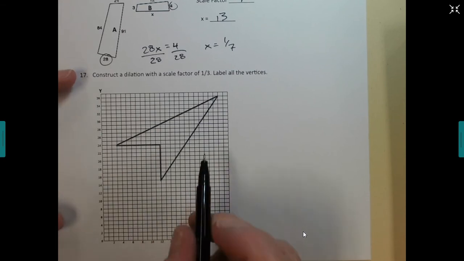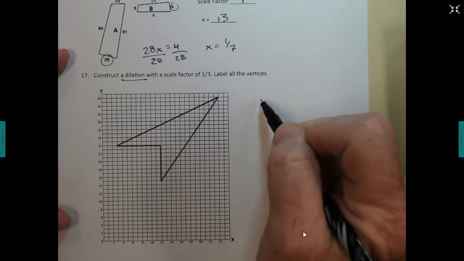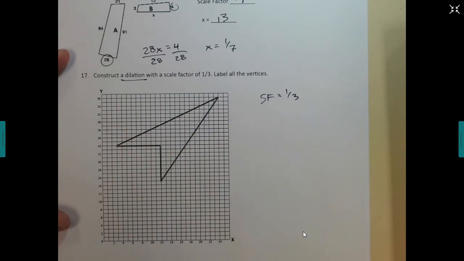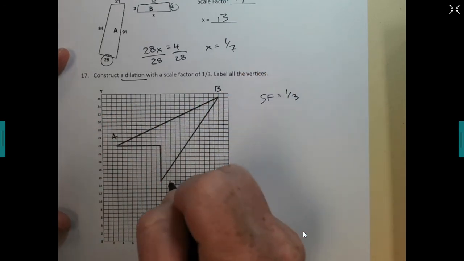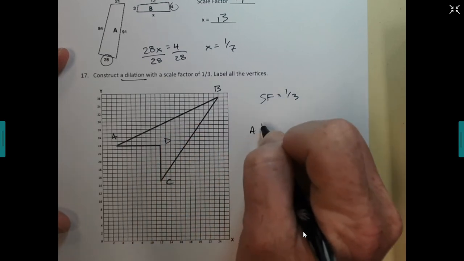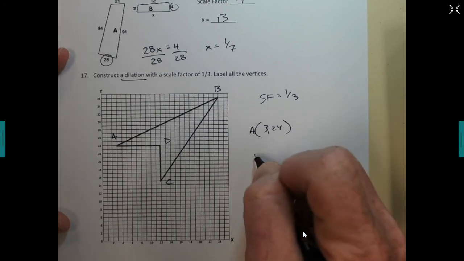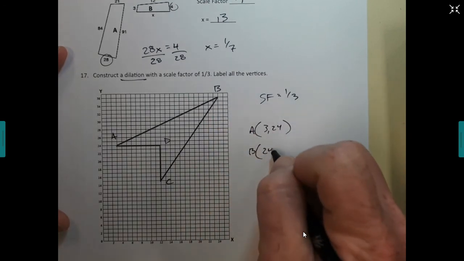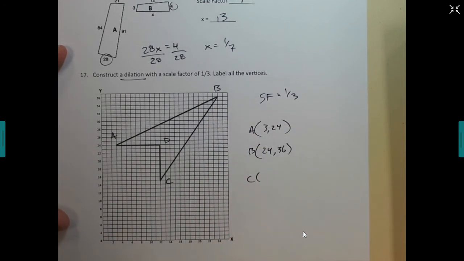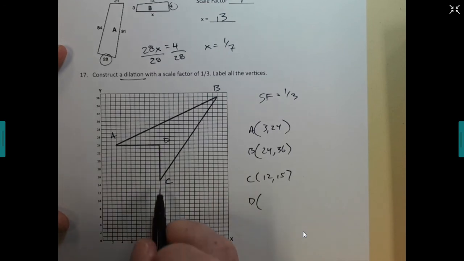Okay, now I got this. Now we're on a graph. We want to actually do a dilation. We have a scale factor of 1/3. That means we just need to find all of these points. So I got A, B, C, and D. Let's find the coordinates. A is at 3, 24. B is at 24, 36. C is at 12, 15. D is at 12, 24.